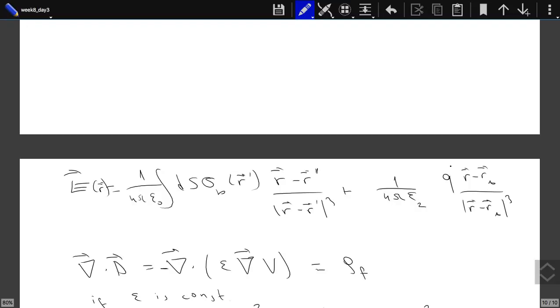Now, this is the effect of the surface charges in the interface. This is the effect of the bound charges at the position of my charge. So they will kind of hide my charge. So I have taken all the charges explicitly in this expression.